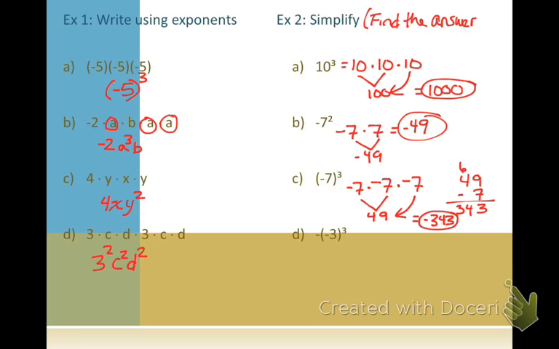D. I have a negative on the outside, so I'm going to have a negative. Then I'm going to have -3 times -3 times -3. So I'm going to do the negative 3 and negative 3 first. And that's positive 9. You still have a negative on the outside, so bring it down. Times a negative 3. That's bringing down that one. So 9 times 3 is 27, and they're both negative, so it's a positive 27.